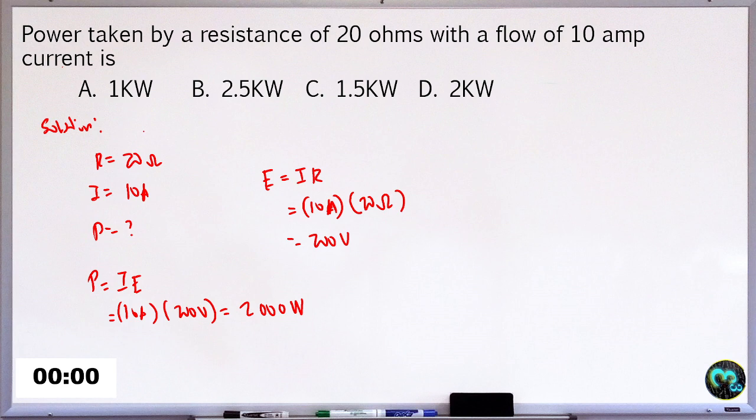The problem is there is no 2,000 watts in the choices. All the choices are in kilowatts, so we convert our answer into kilowatts by dividing by 1,000. So 2,000 divided by 1,000 is 2 kilowatts. The correct answer will be letter D. Okay, so put your answer in our chat box.